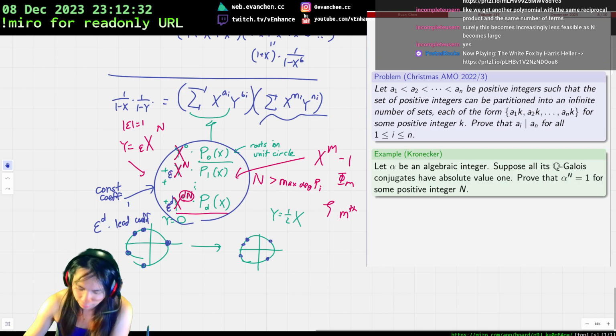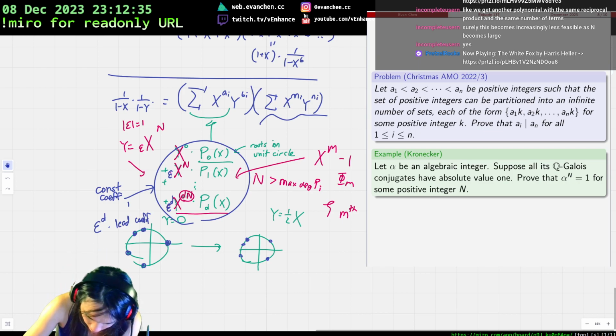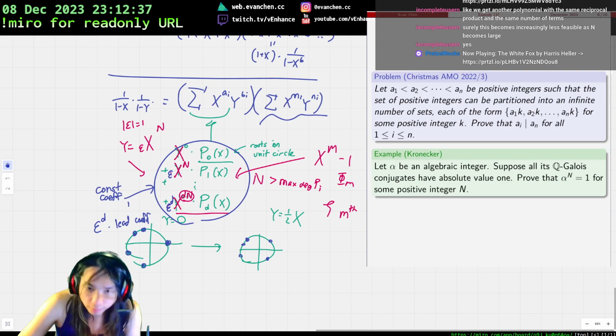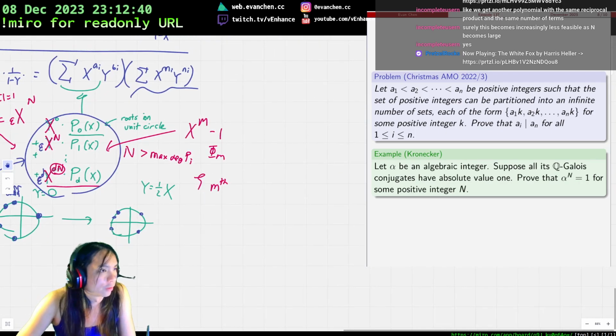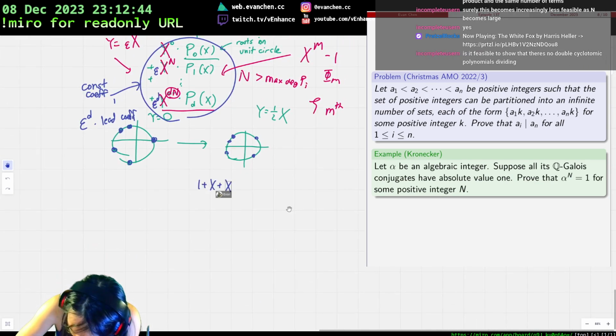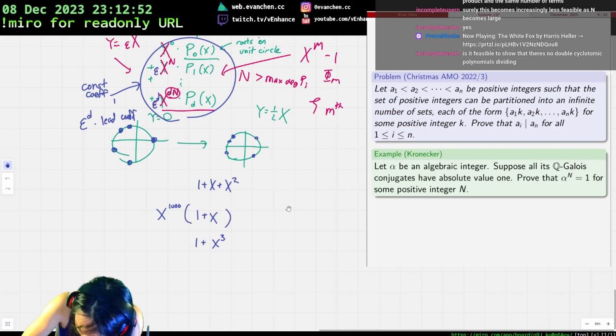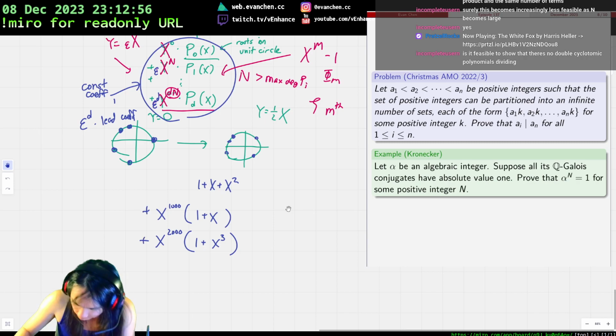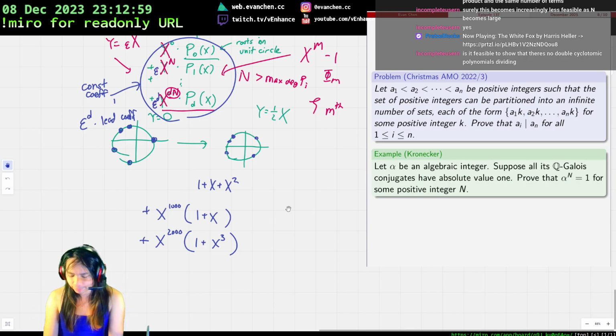Okay, I should write down some examples. You can imagine you have 1 plus x squared or something, and then 1 plus x, and then I'm telling you that I multiplied this by x to the 1000, and then I multiplied this by x to the 2000, or some other equally ridiculously large number, and then everything is a root of unity of some degree.